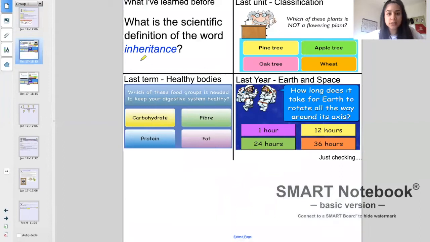So can you have a go at answering the following 4 questions? So last week, what is the scientific definition of the word inheritance? The scientific, remember. Last unit, we learned about classification. So which of these plants is not a flowering plant? Last term, you learnt about healthy bodies. Which of these food groups is needed to keep your digestive system healthy? And finally, last year, you learnt about Earth and space. How long does it take for Earth to rotate all the way around its axis? Okay. So have a go, pause the screen, and when you're done, press play and I will reveal the answers.